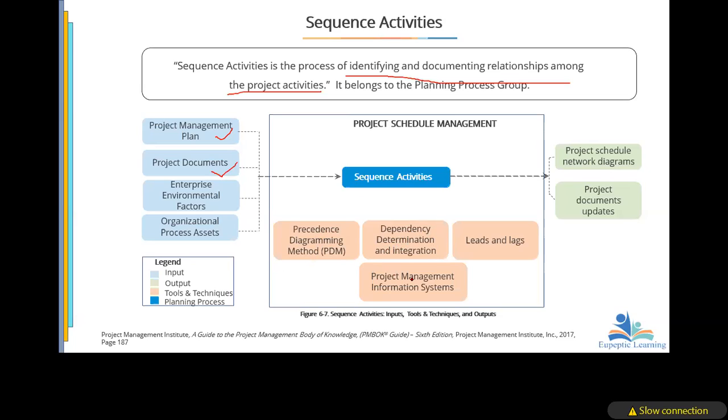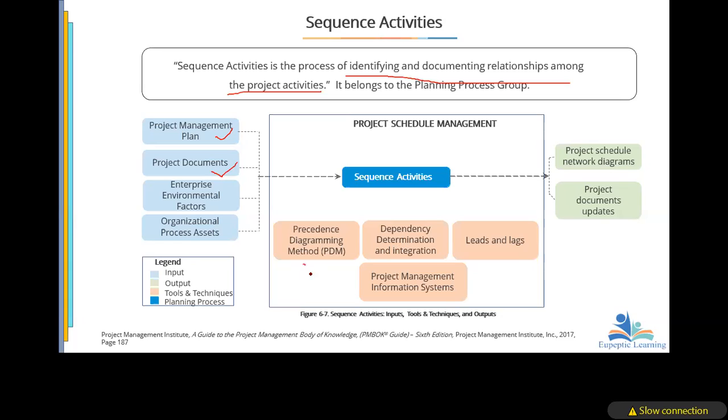Okay, PMIS, leads, and then the lags. You see here, because we are trying to sequence, we want to know the leads and then the lags. Okay, good. Now, after, what is the output? The project schedule network diagrams. You get it here.